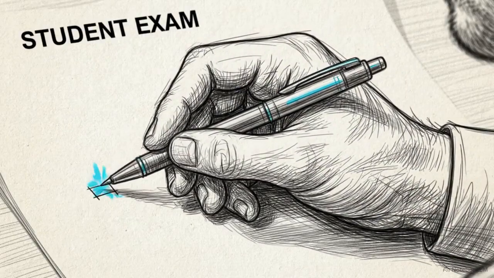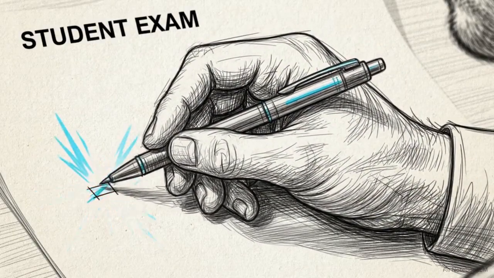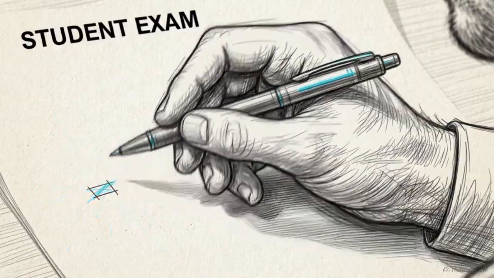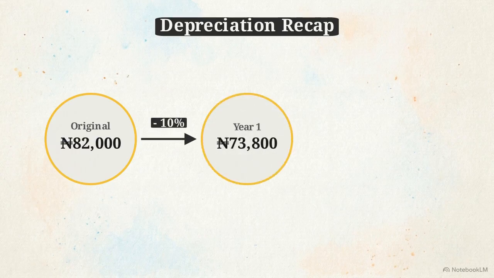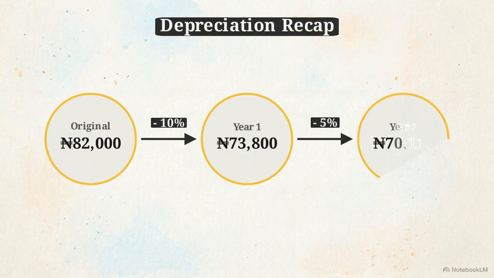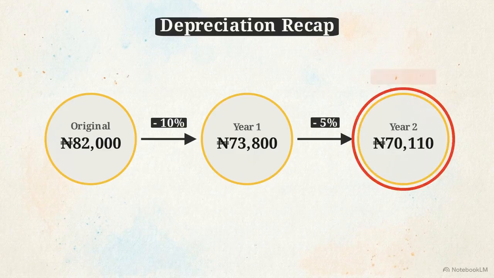Because you can now see exactly how these numbers reduce step by step, no variation of this question can trick you. To recap our original question, the generator started at 82,000. After the 10% drop, it became 73,800. After the 5% drop, it became 70,110, giving us option B.